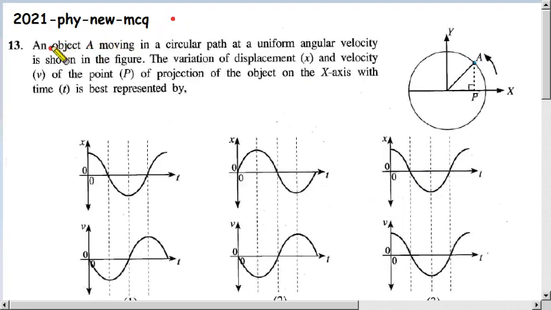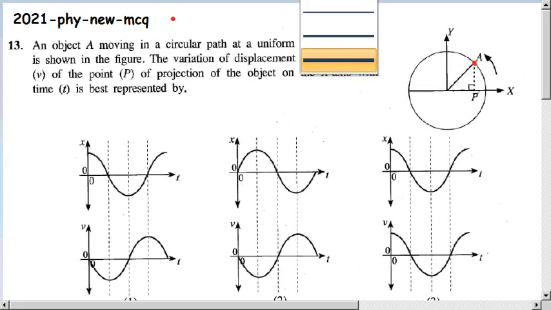Children, let us do now this question number 13. An object capital A moving in a circular path at a uniform angular velocity. So it moves like this in a circular path at a uniform angular velocity, as shown in the figure. The variation of displacement x and the velocity v of the point P, displacement and velocity of point P of projection of the object on the x-axis.